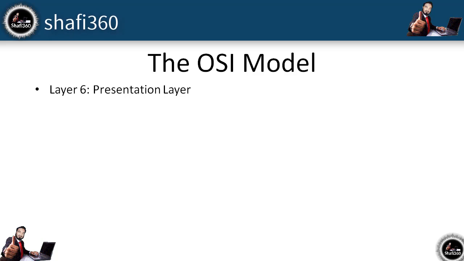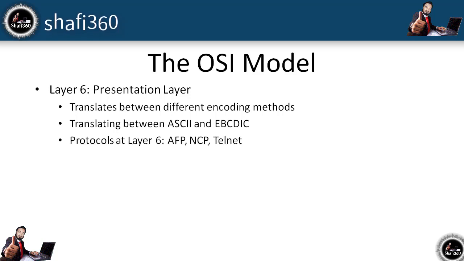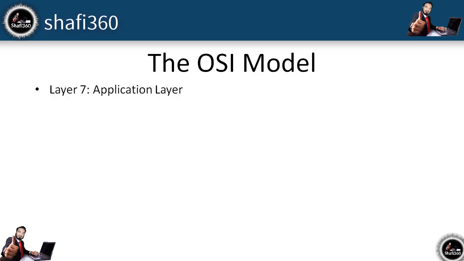Layer 6 is the presentation layer. The presentation layer basically translates between different encoding methods, and the big example that all of the documentation and all of the classes use is translating between ASCII and EBCDIC, which IBM mainframes use EBCDIC, and PCs all use ASCII. The type of protocols you'll see at Layer 6 are AFP, the AppleTalk filing protocol, NCP, which is the NetWare core protocol that actually still exists with the non-IPX version of NetWare, if you're interested in all that, and Telnet, which basically just spits data at a remote host, and Layer 6 is where that translation takes place in the Telnet client.